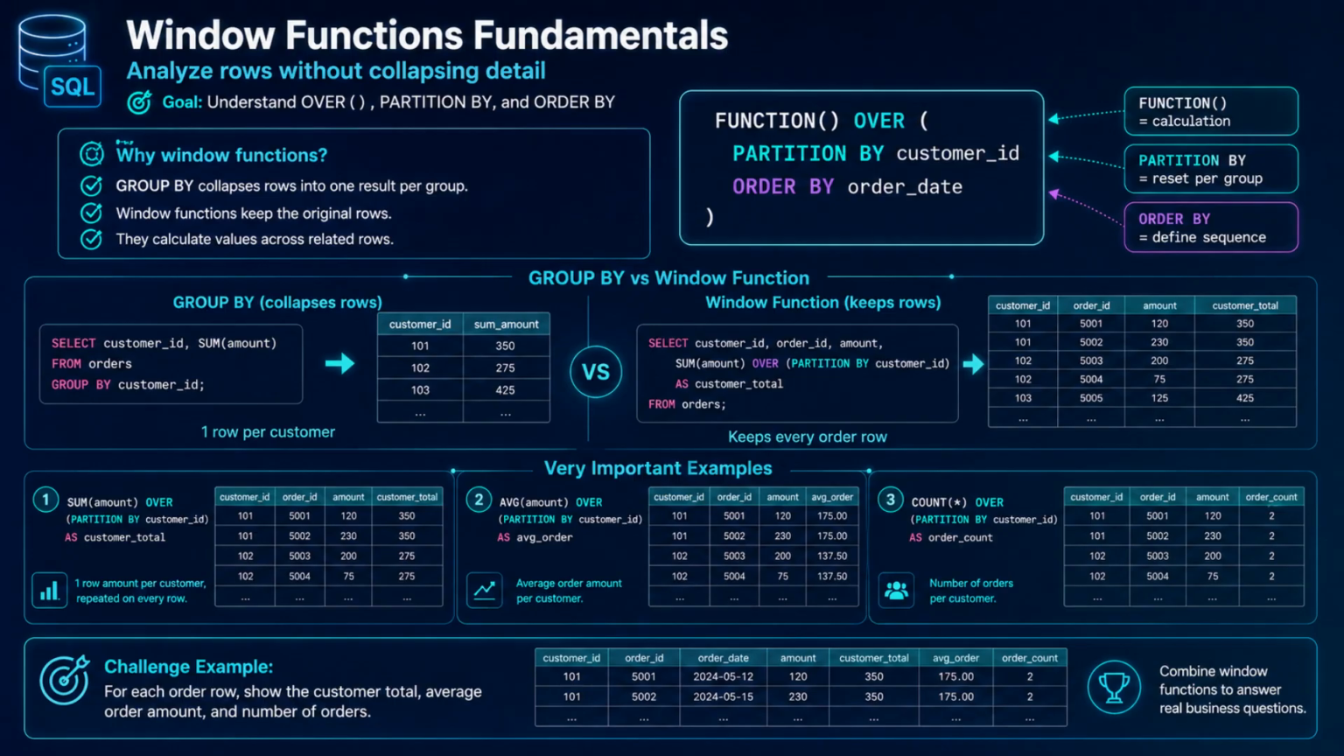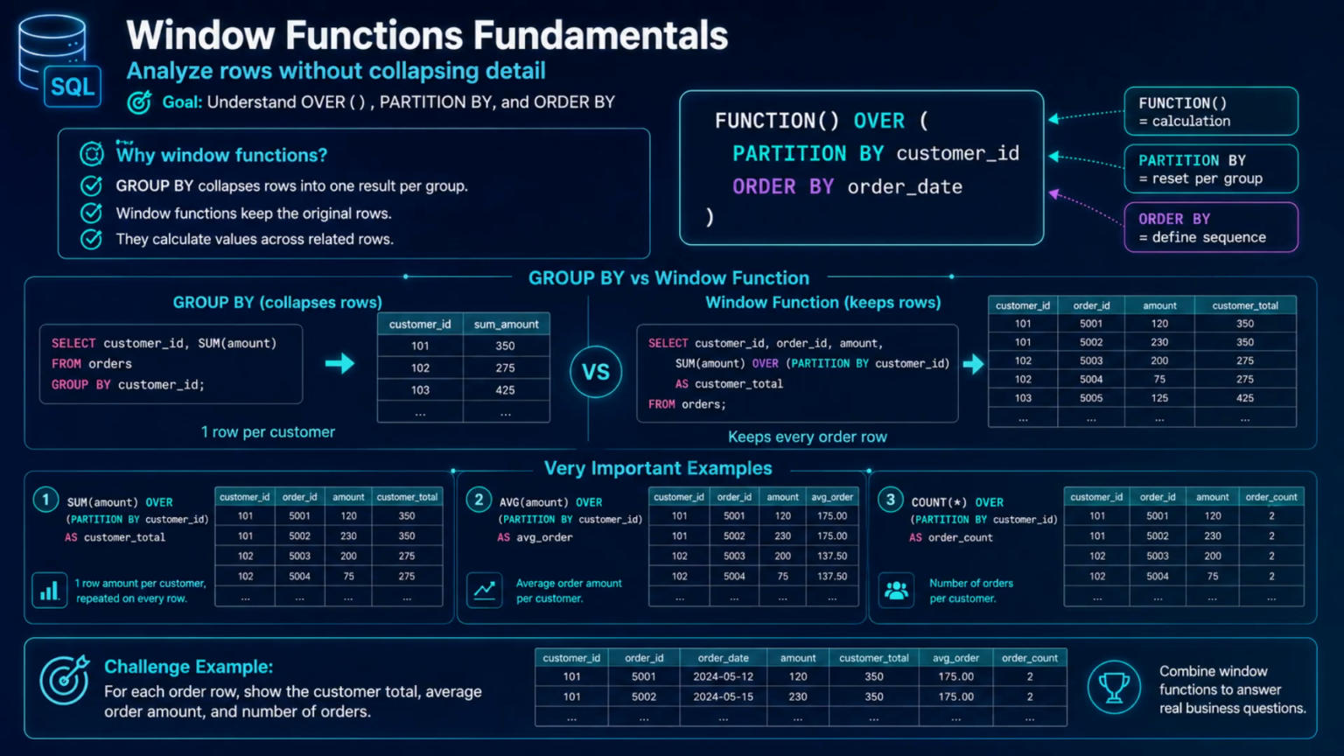This is different from group by. When you use group by, many rows become one summary row per group. For example, if you group orders by customer, you get one row per customer. That is useful, but sometimes you still need to keep every order row. That is where window functions come in handy.